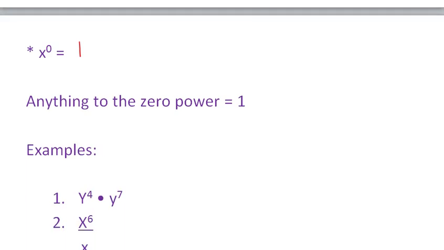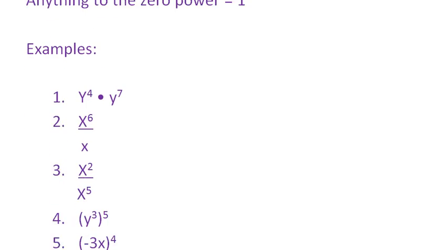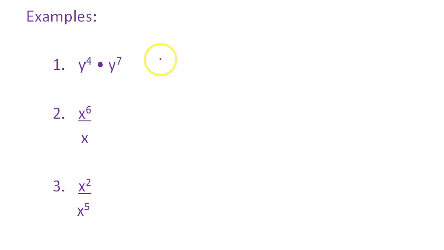Alright, let's move to our examples. Okay, so let's look at some examples. Example 1, we have y to the 4th times y to the 7th. And so this is the situation where we just add the exponents, and 7 and 4 is 11, so we have y to the 11th. Okay, and then we move on. We have x to the 6th over x, and that is an understood 1, so we subtract the powers. 6 minus 1 is 5, so this becomes x to the 5th.